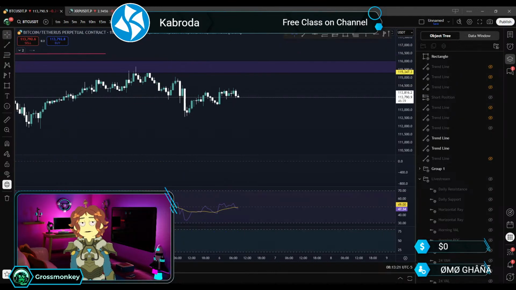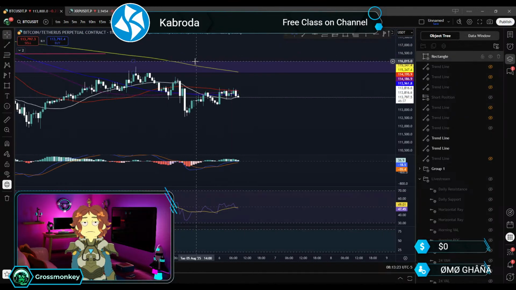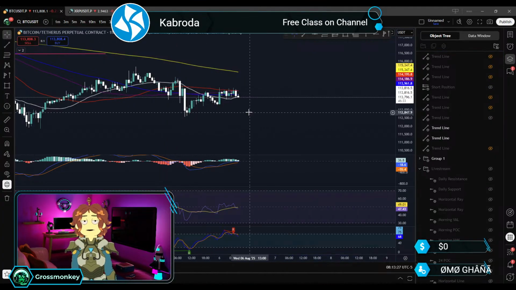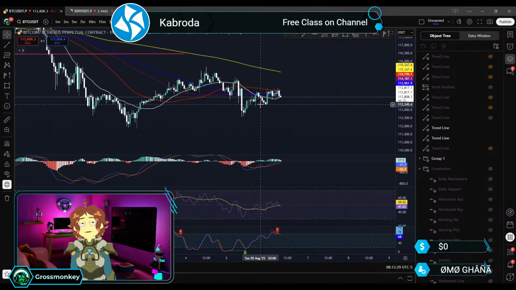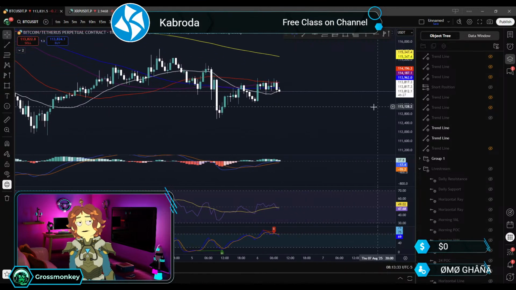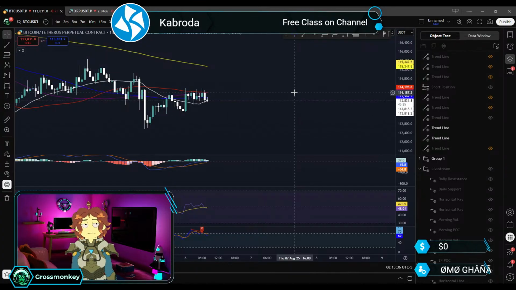Go to the 1 hour. So 1 hour, we'll take this off to get rid of it. Okay, 1 hour we got a micro bull flag, is what it's saying, forming over 114.2.